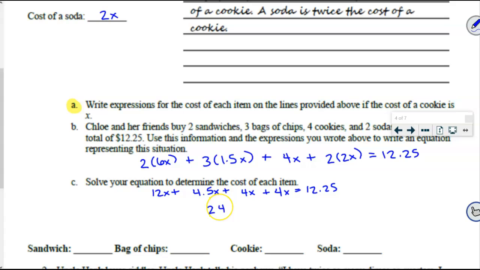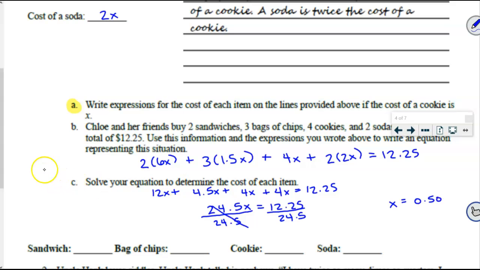Okay. And 24.5x is equal to 12.25. If I want to know what that x is, I need to divide each side by 24.5. And when you do that, what is x equal to? I'm going to come over here just for space. Yes, 0.5.